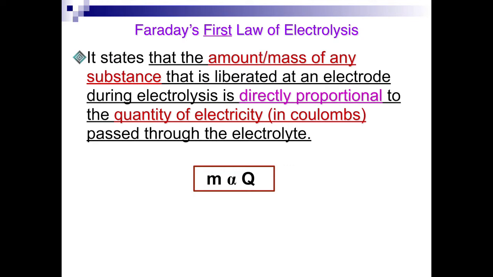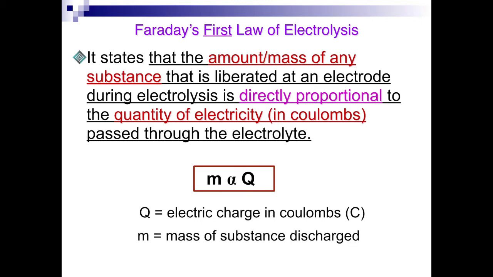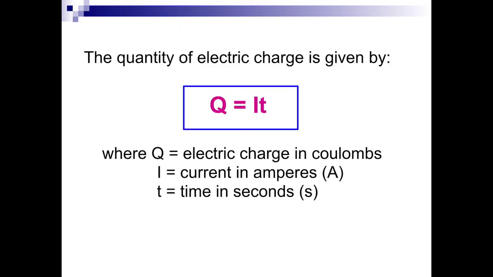The relationship is mass directly proportional to Q, where Q is the electric charge in coulombs (C) and m is the mass of substance liberated at an electrode. The quantity of electric charge Q is given by Q = IT, where Q is the electric charge in coulombs, I is the current in amperes, and T is time in seconds.